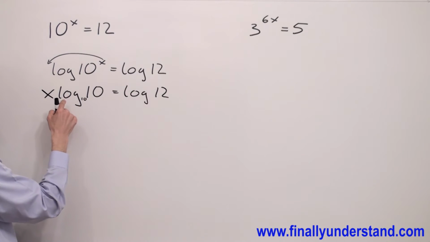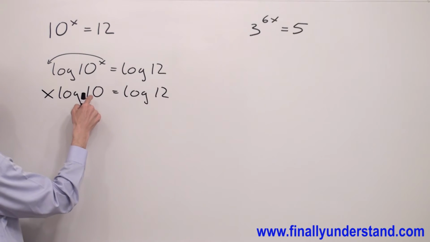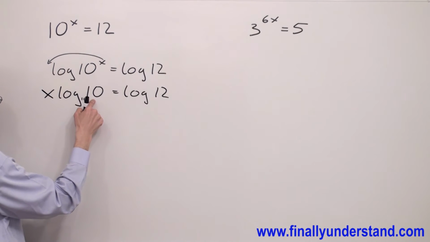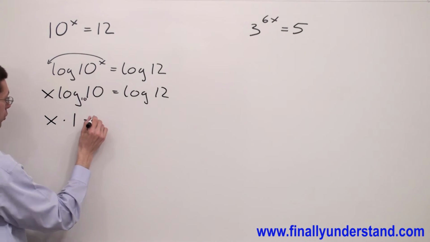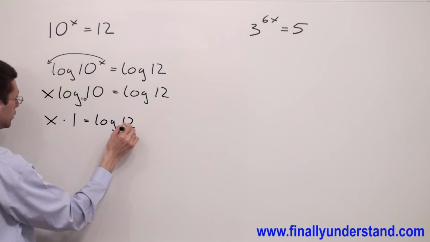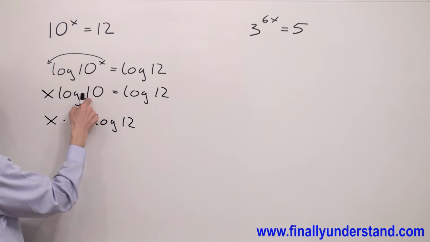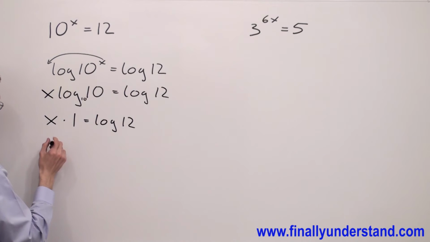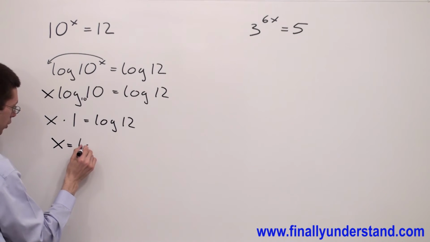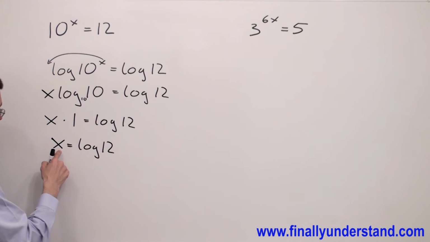Next, we're supposed to use the property for the log of 1. I mean, when the base is equal to the domain. Log with the base equal to the domain is equal to 1. That's why I'm going to write x times 1 is equal to logarithm 12. This is why I use the common logarithm, because the common logarithm is going to simplify my problem to having just 1 multiplied by x. 1 times x is equal to x, and this is equal to logarithm of 12.